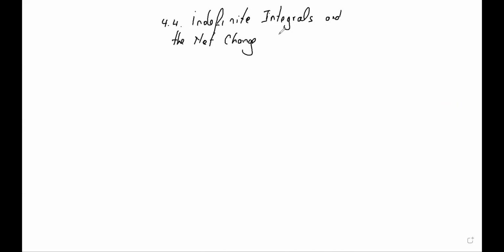Remember 4.4, the lesson we started last time. It says indefinite integrals and the net change theorem. Let me write that again: integrals and the net change theorem.